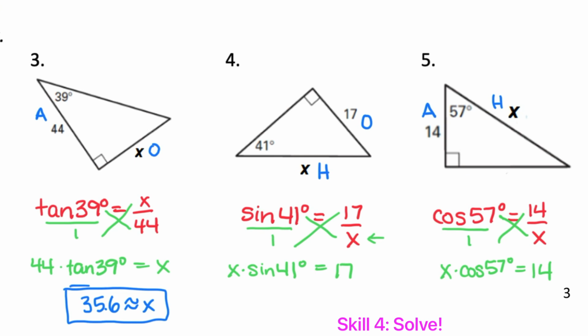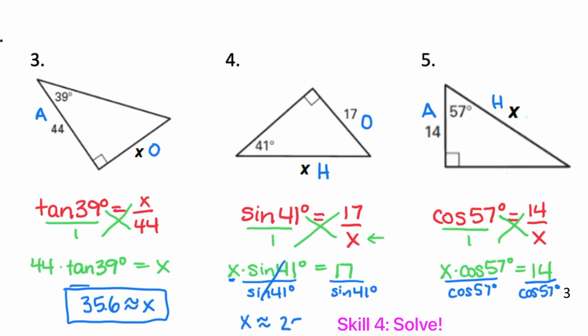These last 2 take just one more step to solve because the X isn't by itself yet. To get the X by itself, I'm going to divide both sides by sine 41 for this one. And on this one, divide by cosine 57. So then X is just going to equal whatever 17 divided by sine 41 is, and that comes out to 25.9-ish. And on number 5, dividing by cosine 57 comes out to about 25.7.